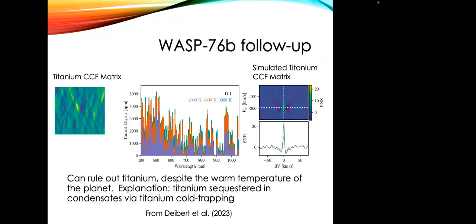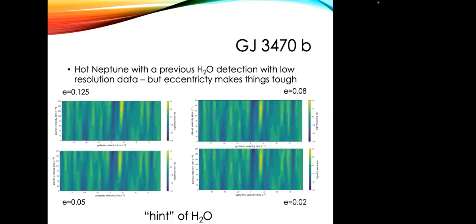Followed up with a paper recently published that shows that there's no titanium, which is surprising because typically objects of this temperature have titanium. And the theory is titanium is sequestered in condensates via titanium cold trapping. All right, so that's one of the ones on the hot, big end. On the slightly smaller end, we have GJ 3470b, and we have in yellow what we believe is a tentative H2O detection.